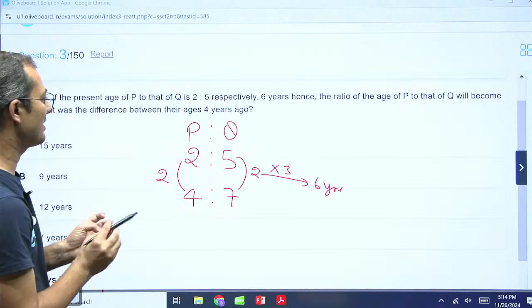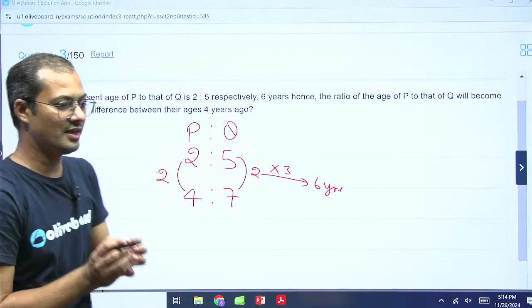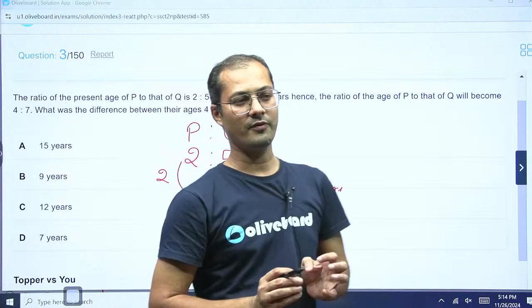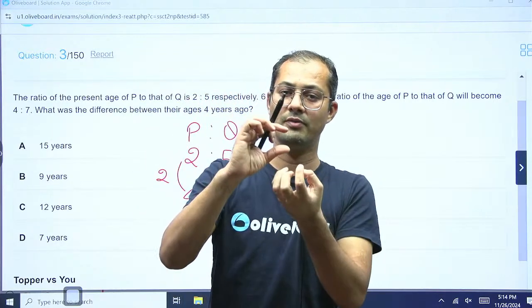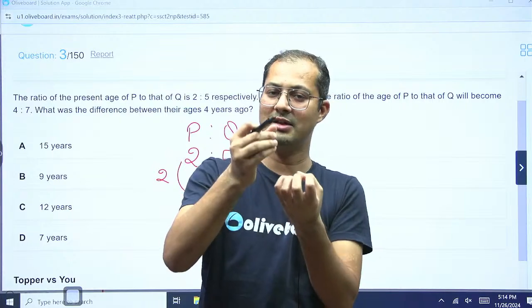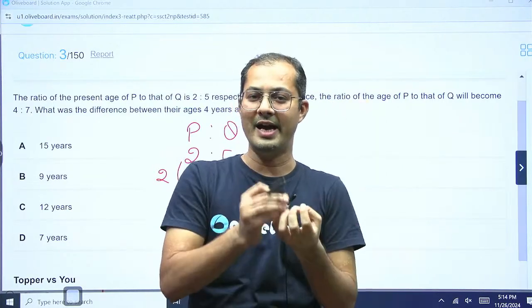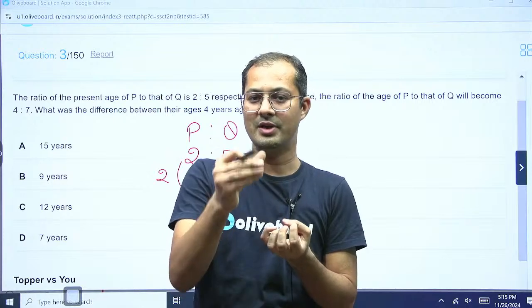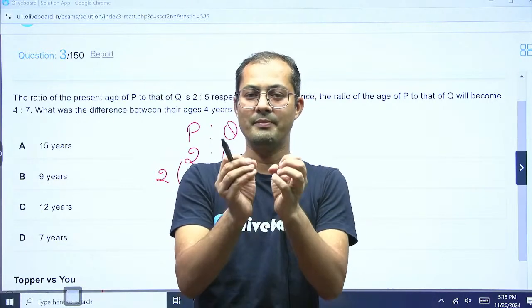Now the question is asking what is the difference between their ages 4 years ago. See, when we have to calculate or focus on the difference between the ages of two objects, whether we are taking it at the present moment, for a future moment or a past moment, at every moment the difference between both objects, or any two objects, always remains the same.